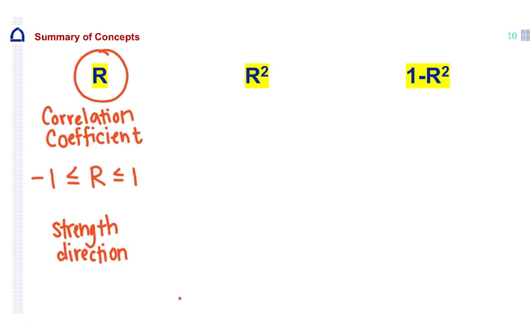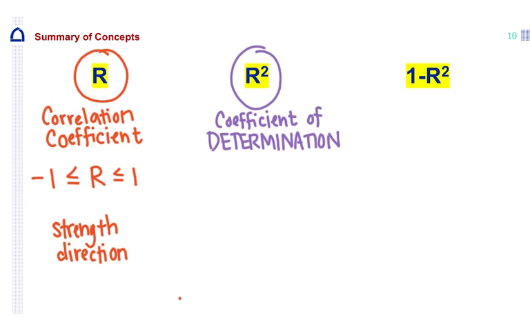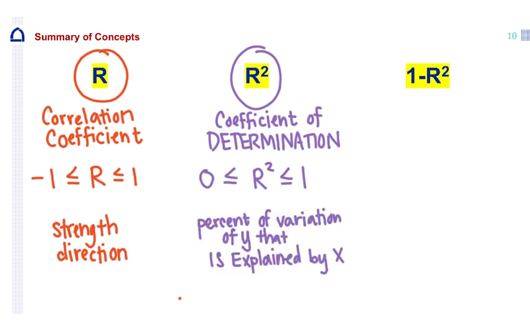Moving on, we have r squared. That's called the coefficient of determination. And because you're squaring r, the coefficient of determination is always going to be between 1 and 0. It's always a positive number. And it tells you the percent of variation of y that can be explained by x.